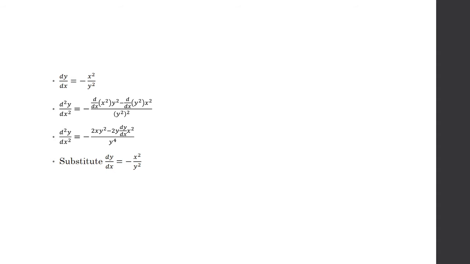Now we're going to substitute dy over dx equals negative x squared over y squared. So that was the result we had previously. So we plug it in. And now we're going to simplify. So the two negatives are going to cancel and make it a positive. And then we have x squared times x squared will be x to the fourth. And then y over y squared will be 1 over y. So the numerator becomes 2xy squared plus 2x to the fourth over y.